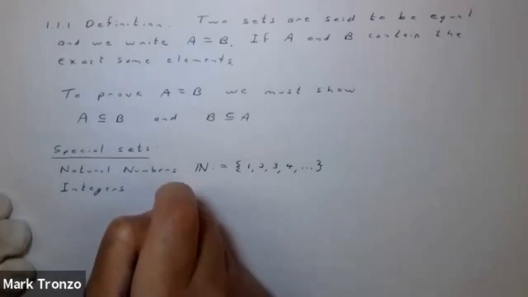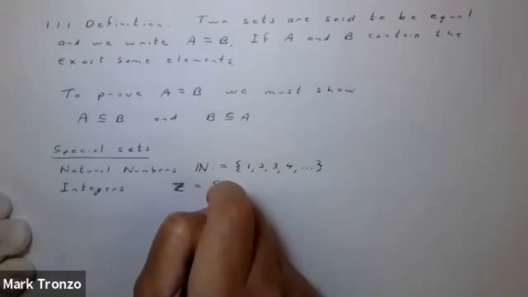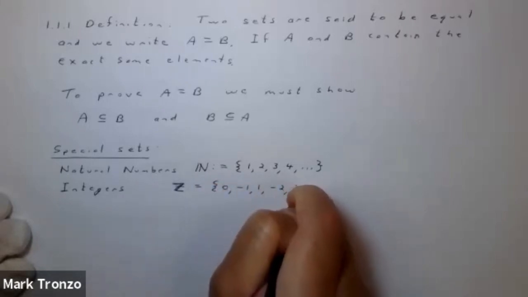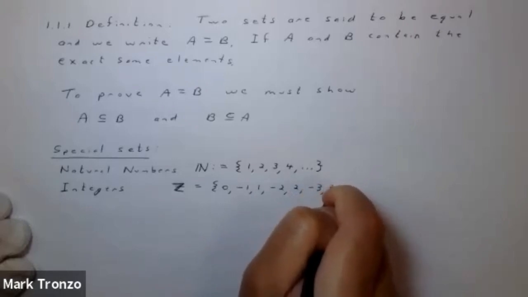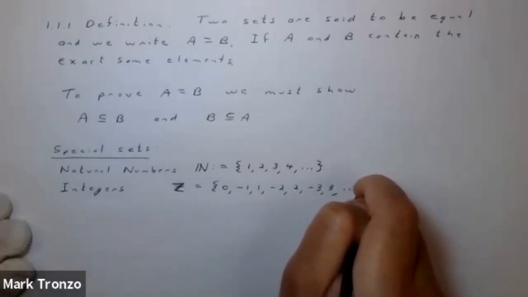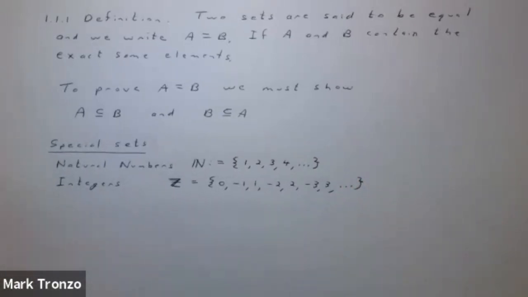And that's going to be, again, some fancy notation. Maybe something like this. The integers are going to be 0, minus 1, 1, minus 2, 2, minus 3, 3. Basically, all the whole numbers. Anything that doesn't have a fraction or a decimal or anything like that in it.